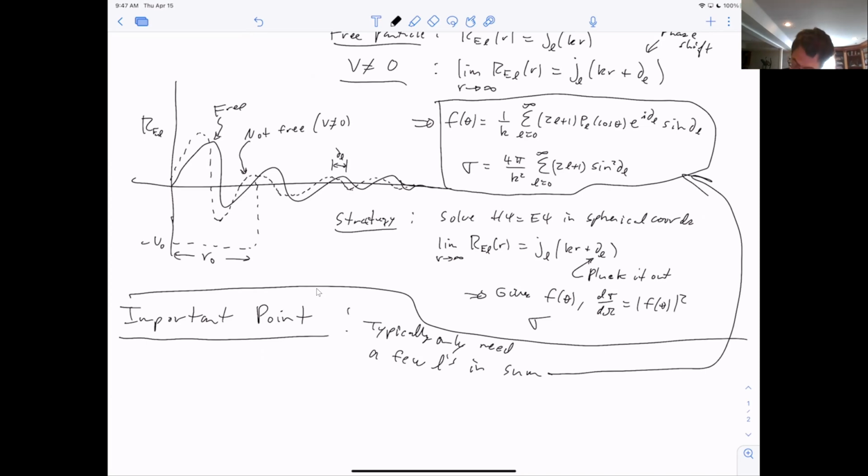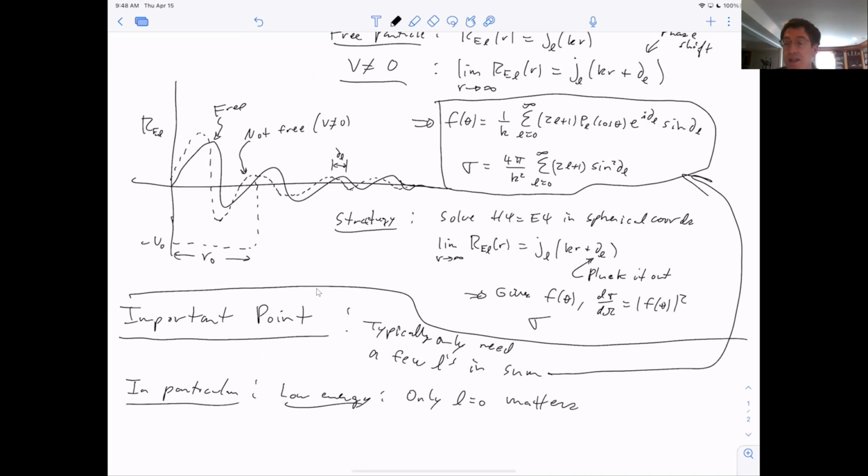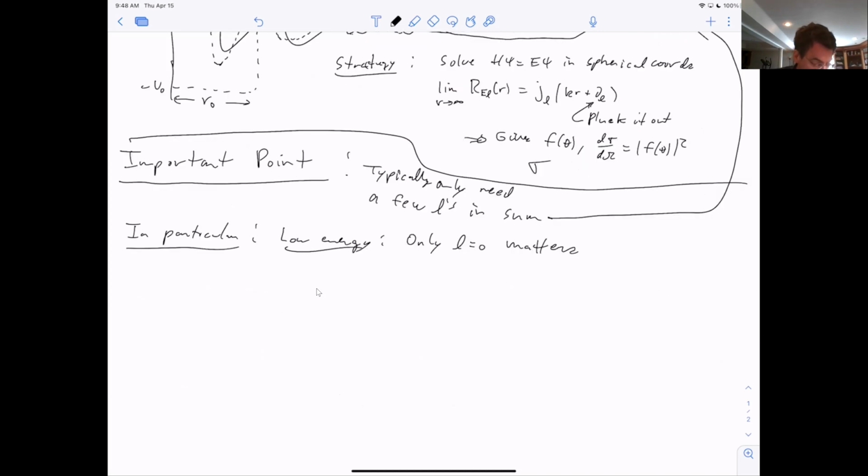And then in particular, for low energy scattering, only L equals 0 matters. And so that makes it even simpler. That's why we like the partial wave analysis. It really simplifies things. For low energy scattering, we only need to know the L equals 0 phase shift. And so what does that mean? What is low energy scattering?